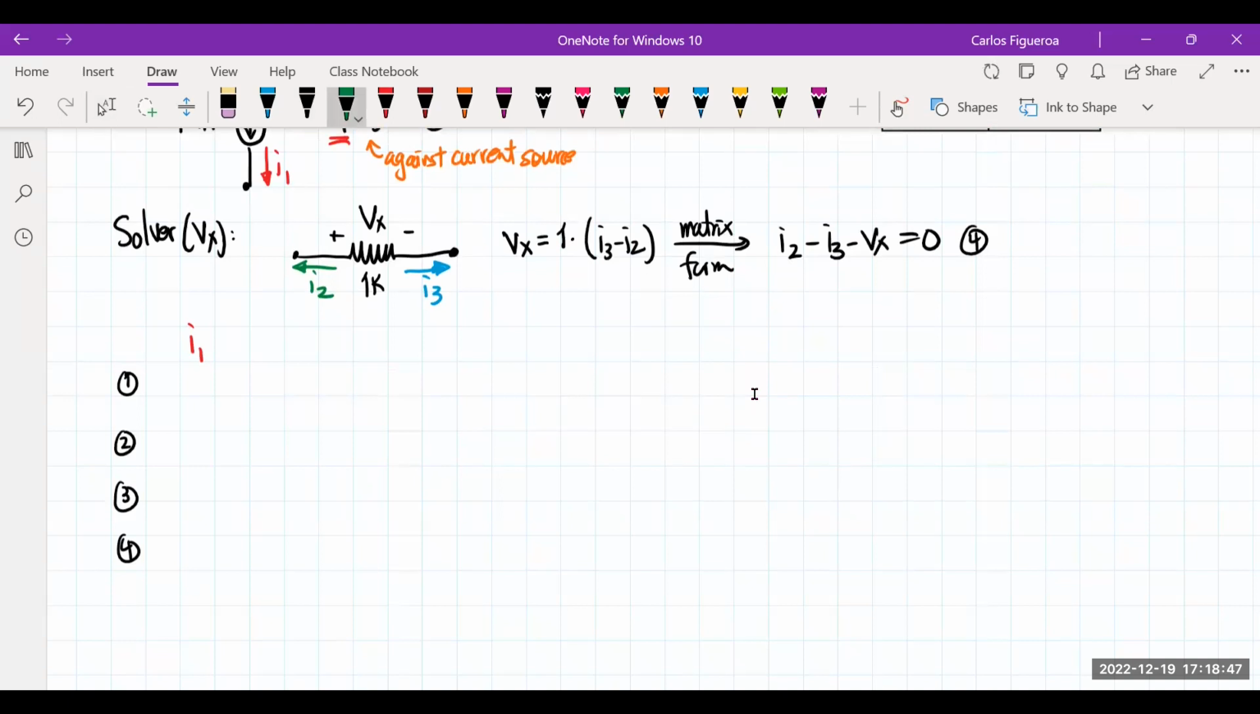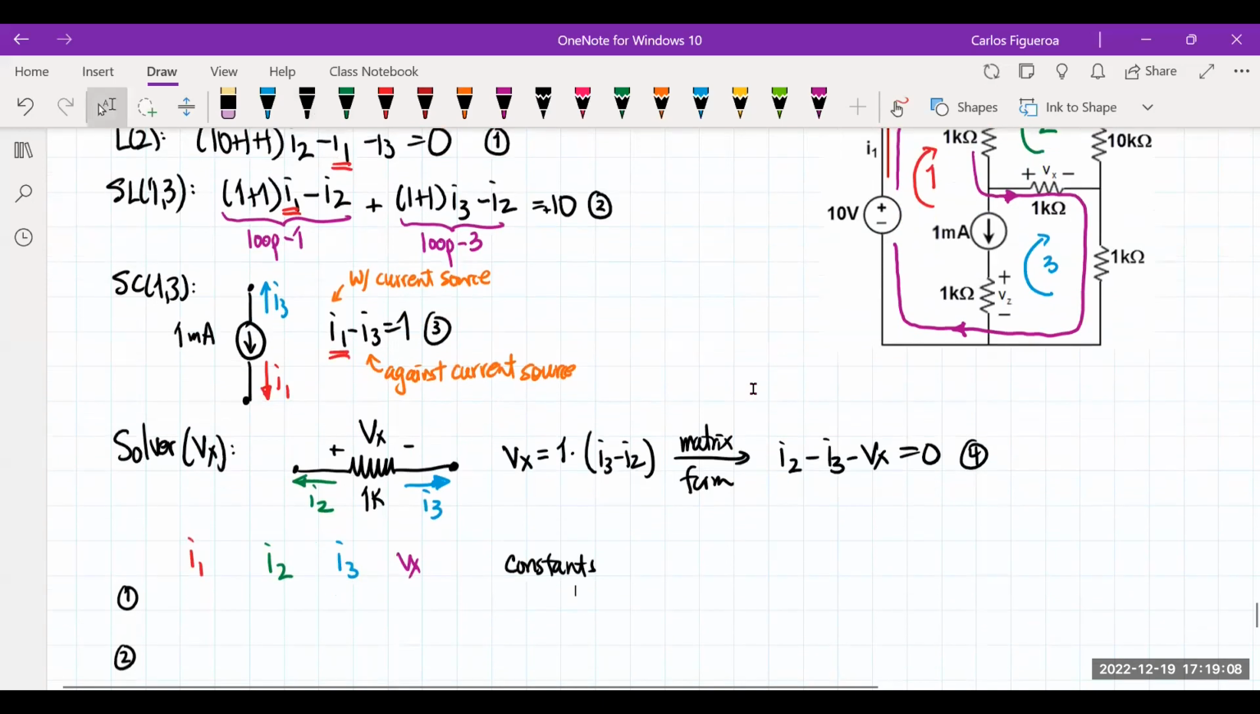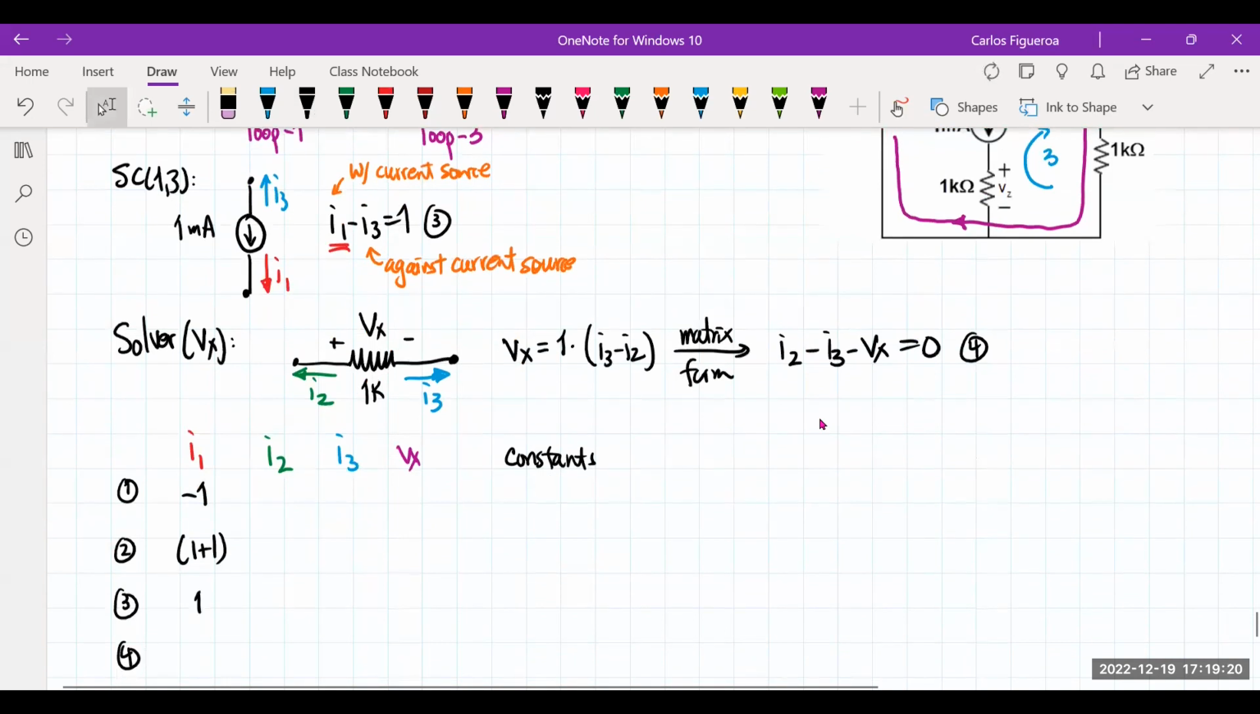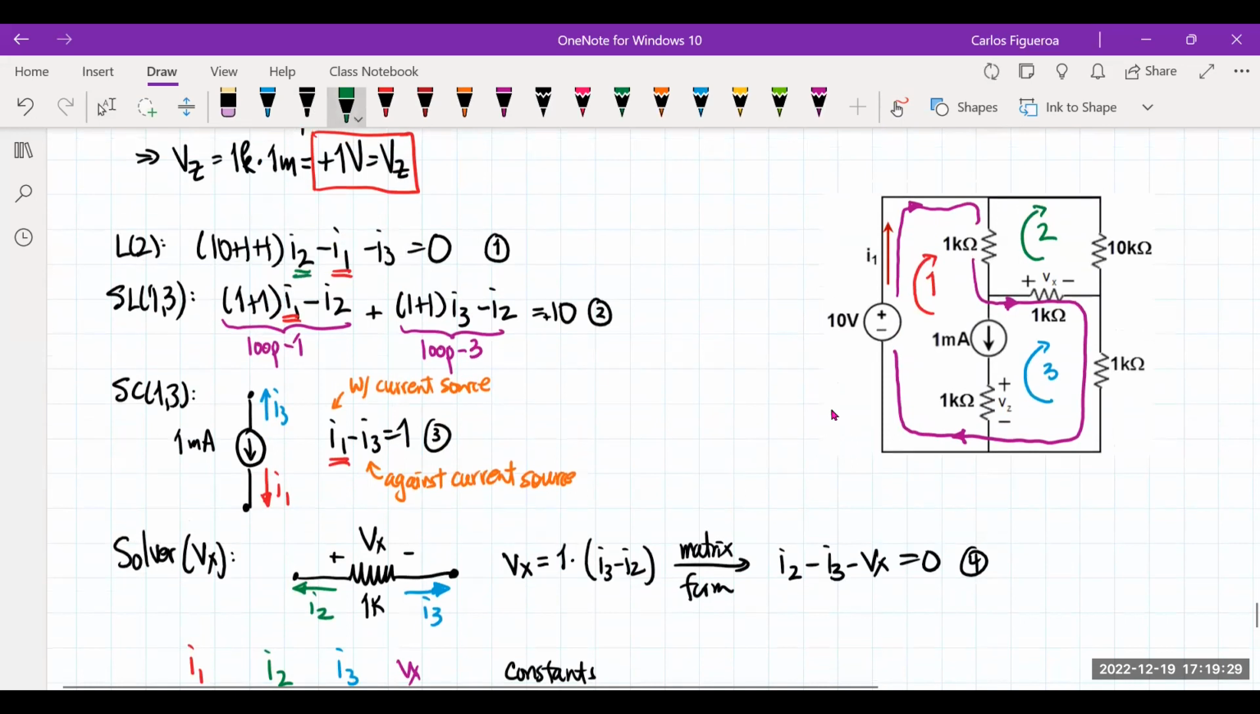So I have columns I1, I2, I3, and I'm going to call this Vx, and then of course I have my constants. The first equation says I got 1, and in the second equation I got -1 plus 1. My third equation says that I got 1, and there's no I1 and I2 in equation 4. Now let's go to the green. If I go to the green, that's I2. So I'm focusing on I2.